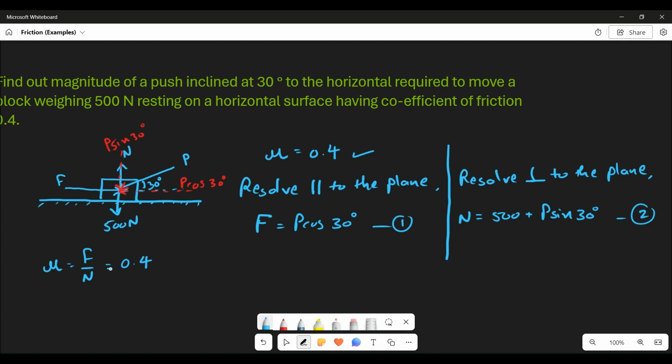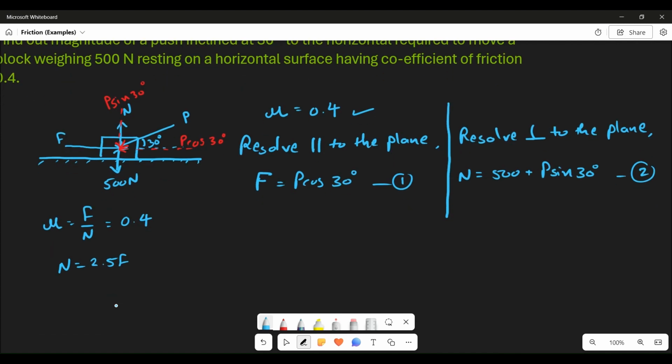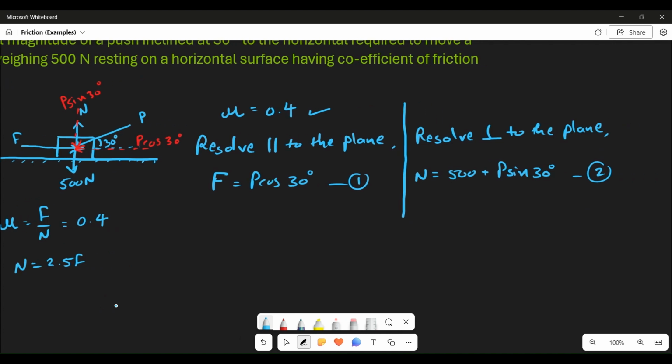So from this equation, we will remove one variable here. Let us consider n is equal to f by 0.4, that will be 2.5 f. From this you get the normal reaction n is equal to 2.5 f. Now I will put this value of n in equation number 2.